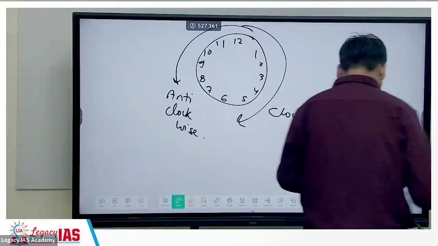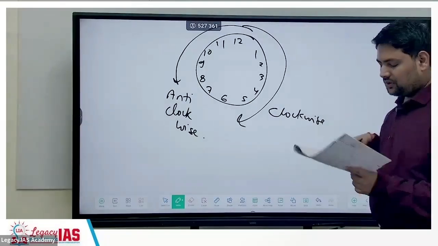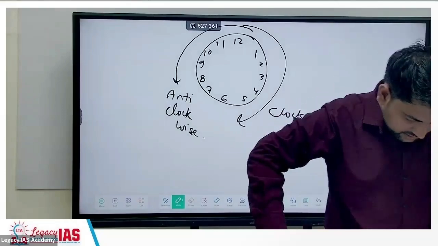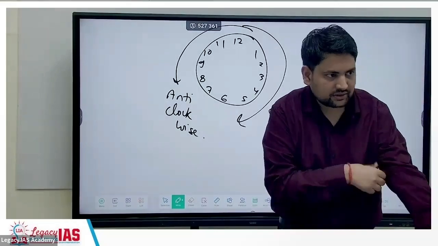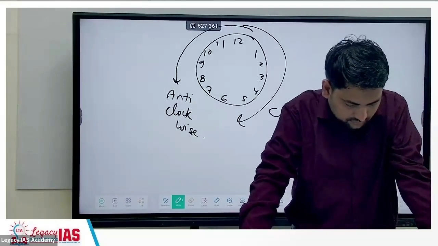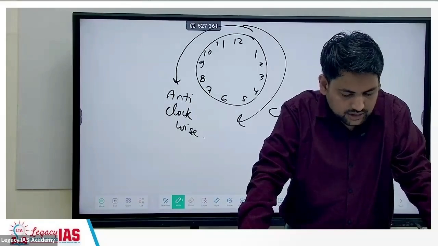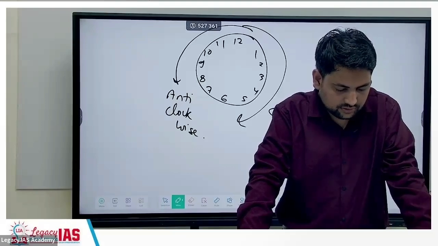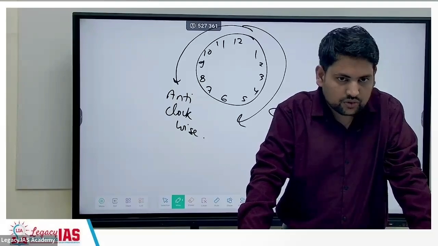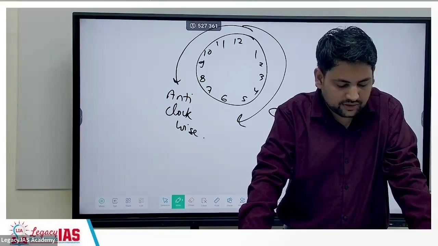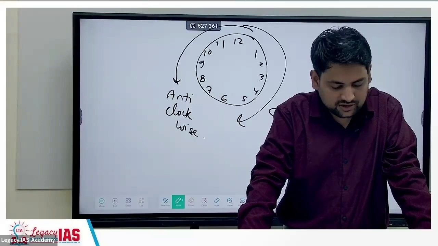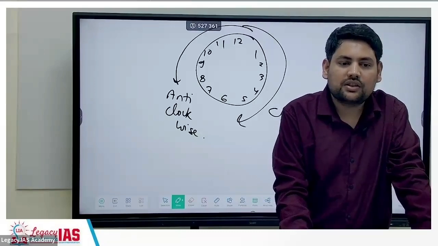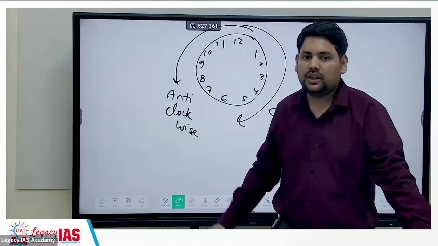Understood? Something that goes like a clock, clockwise, otherwise anti-clockwise. Now in direction sense, you can write it down in a note: when a person moves to his or her left, he or she will move towards the anti-clockwise direction.